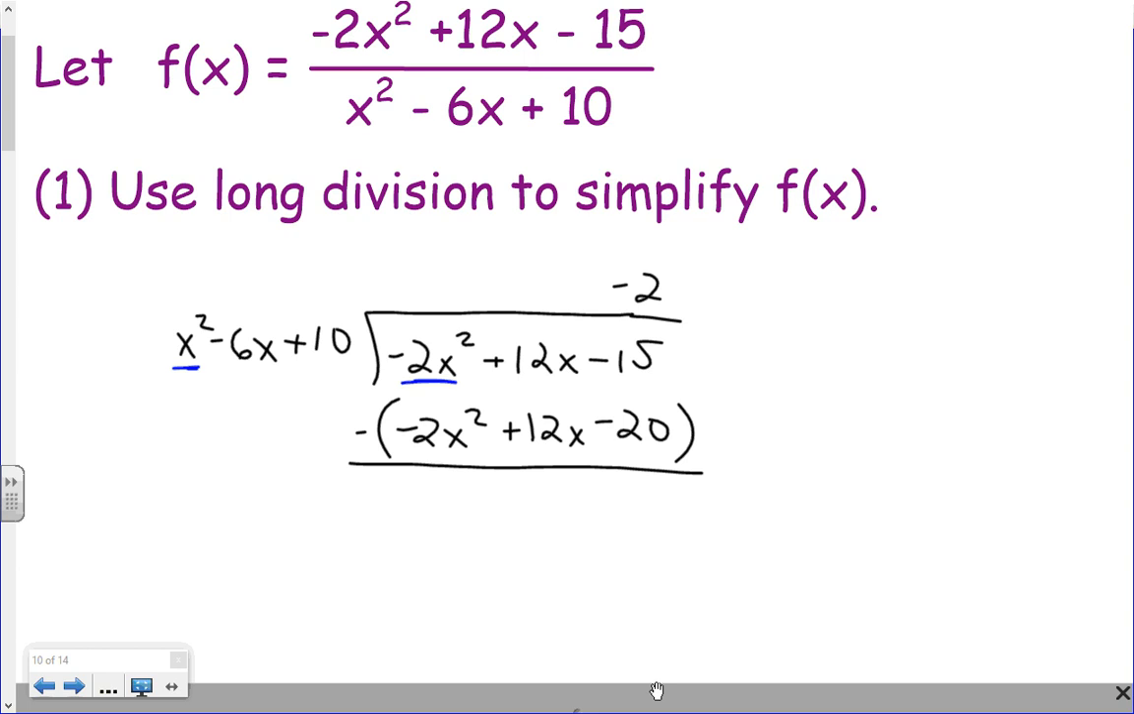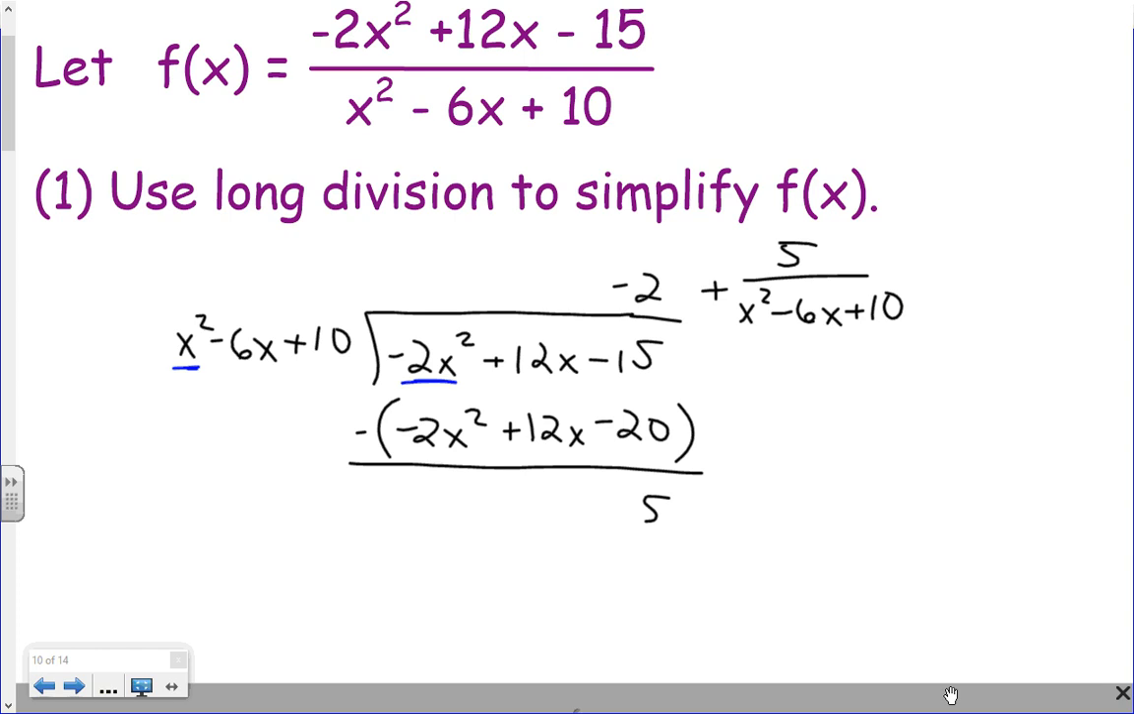Negative 2x squared minus a negative 2x squared, those cancel each other out. That's exactly what I'm trying to do. 12x minus 12x, those cancel each other out. Negative 15 and then minus a negative 20, so that's plus 20. So that turns out to be a positive 5 that we end up with here. And so we can write that the remainder part of this is 5 divided by that denominator of x squared minus 6x plus 10. So there's what the long division gives us.